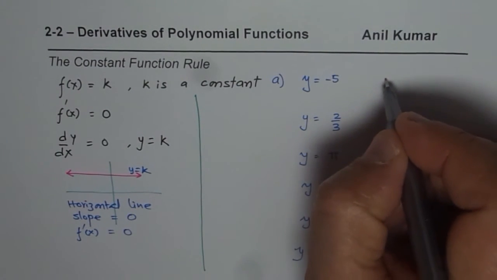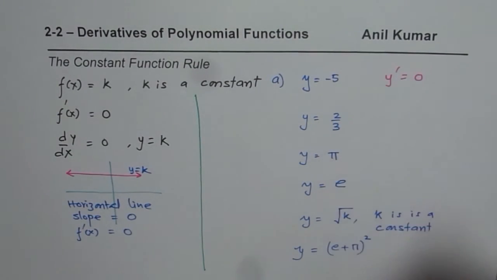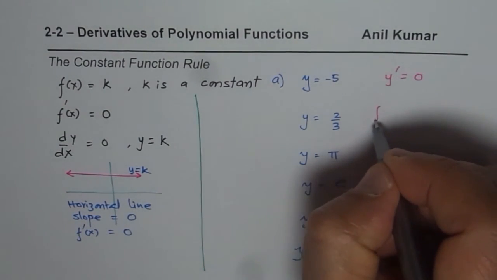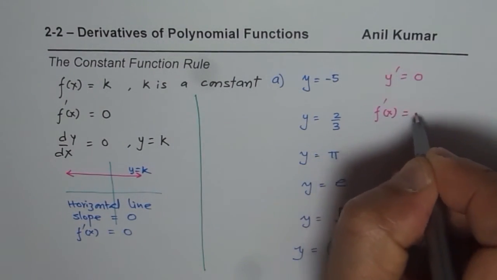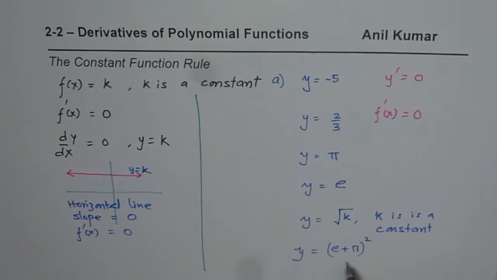We could write y dash in this case as equal to 0, or you could write f dash x equals 0, since all of them represent a horizontal line. So don't get confused, and don't apply the power rule here and confuse yourself. That is very important to understand and appreciate. I hope that point is absolutely clear.